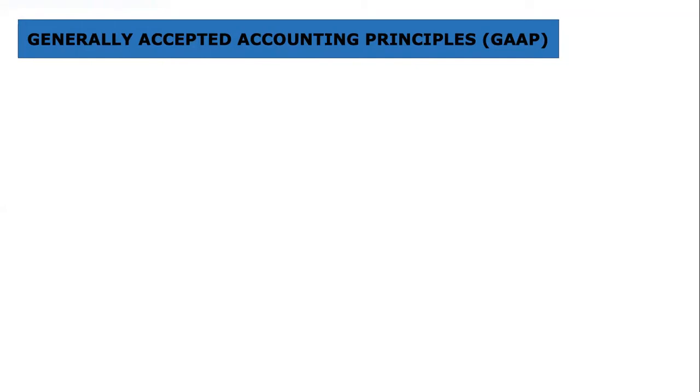Accounting has evolved through time, changing with the needs of society. So as new types of transactions occur in trade and commerce, accountants develop rules and procedures for recording them. And these rules and procedures are called generally accepted accounting principles, or what we call GAAP.